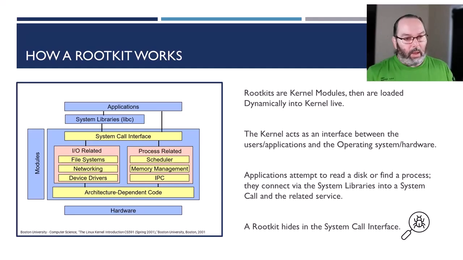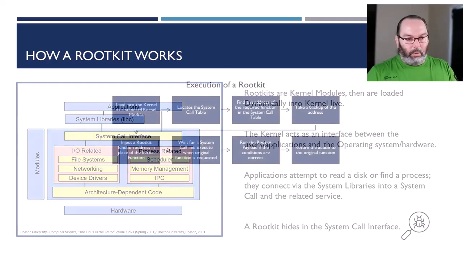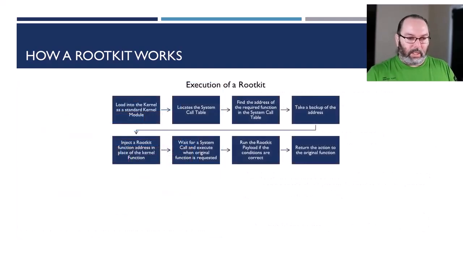The rootkit loads in as a standard kernel module. When it first starts up, it loads as a normal module and appears exactly the same. I'll go through a base module soon. It locates the system call table. Once it finds the system call table, it then looks for the address of a function that it wants to override. In my example, I'm using the kill function because of specific values that I'm able to use with it.